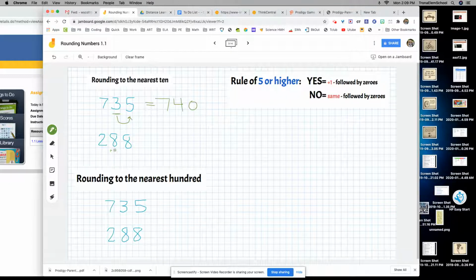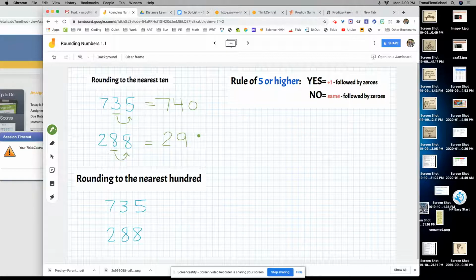288, rounding to the nearest 10. I underline my 10's number. It's the second 8, right? Look to the right, it's another 8. The rule of 5 or higher. This 8 is 5 or higher, so my answer is yes. So this 8, the first one, the underlined one, my 10's 8, becomes a 9. So remember, all the numbers to the left over here stay the same. So I still have 2. This 8 here will become a 9. And this 8, in my 1's place, will become a 0.